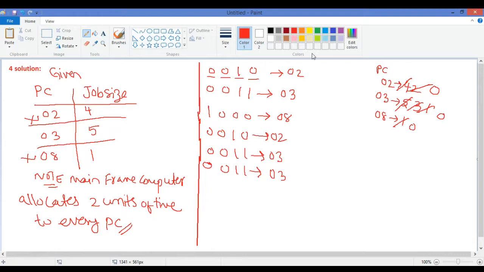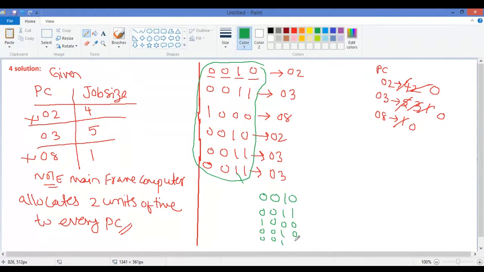This is the binary sequence we got. You see, all these are the sequences we got in binary. This is the solution: 0, 0, 1, 0, 0, 0, 1, 1, 1, 0, 0, 0, 0, 0, 1, 0, 0, 0, 1, 1, then 0, 0, 1, 1. So this is the solution for question number 4.